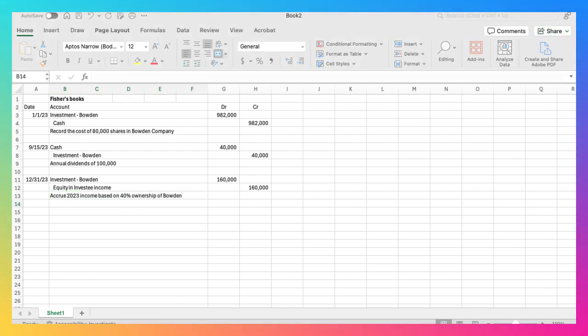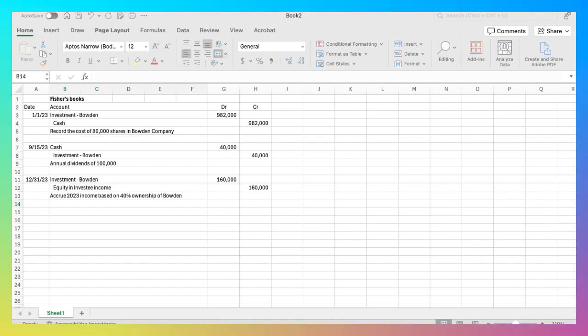Now, something else in here that we've got to take care of. They tell us that the price paid represented a $60,000 payment in excess of the book value of Fisher's share of the Bowden underlying net assets. Fisher was willing to make the extra payment because of a recently developed patent held by Bowden with a 15-year remaining life. So right off the bat, we need to show that there's going to be some amortization here, right? We have a patent. We need to amortize the cost of that patent over 15 years, okay? So again, there's an adjustment here that we need to make.